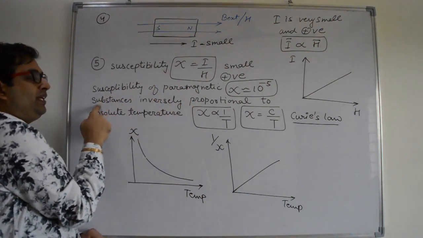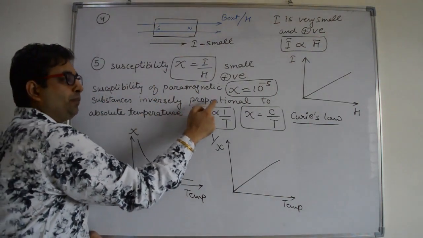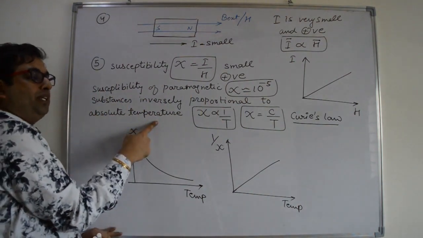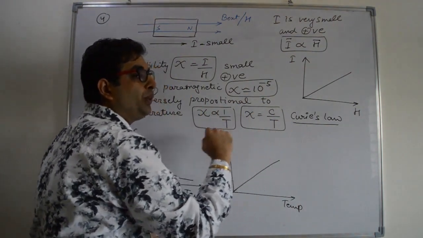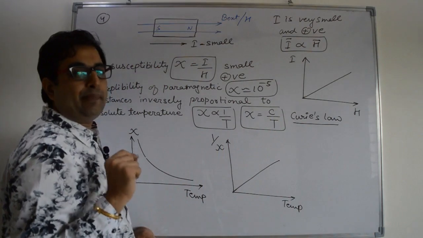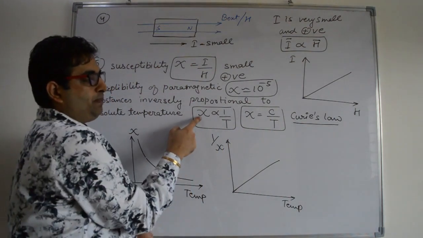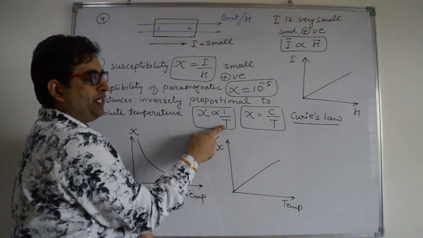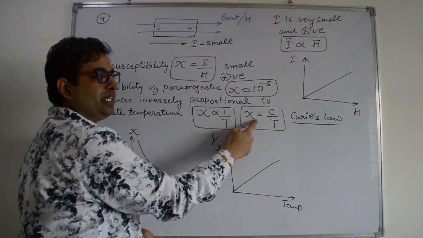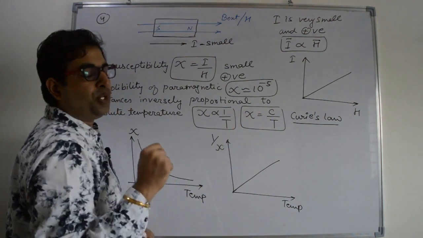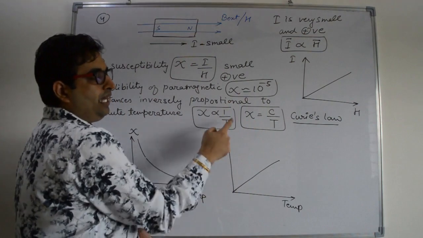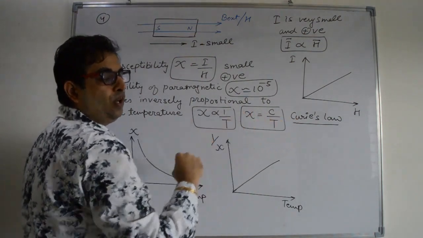Susceptibility of paramagnetic substances is inversely proportional to absolute temperature. This is known as Curie law, an important law for paramagnetic materials. Susceptibility is inversely proportional to temperature. If you remove the proportionality sign, you will get a C that is known as Curie constant C. And this relation is Curie law.